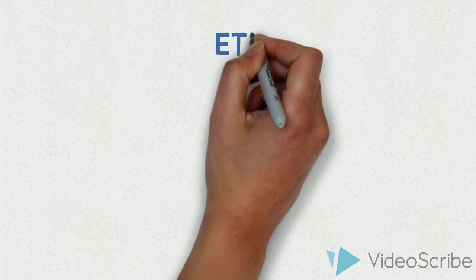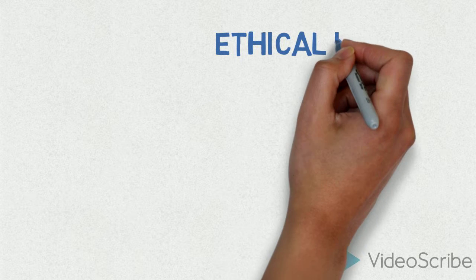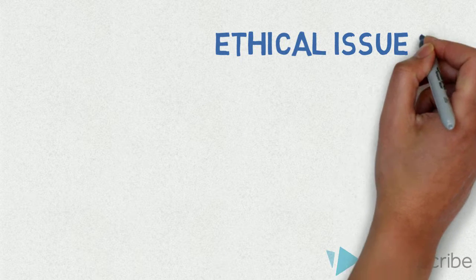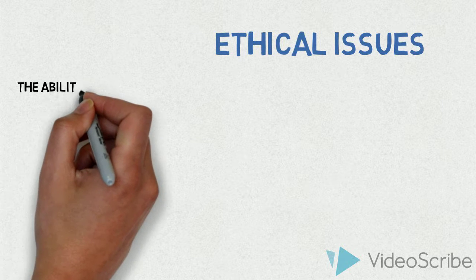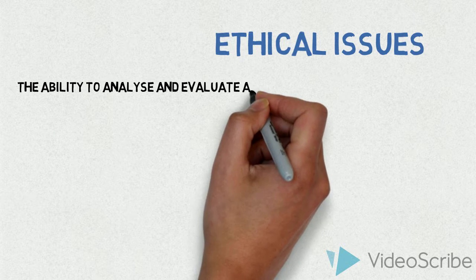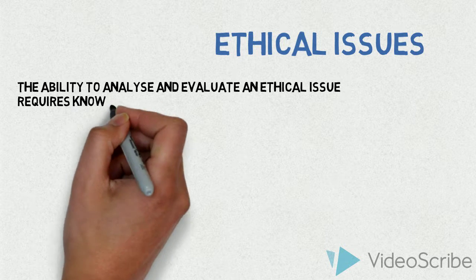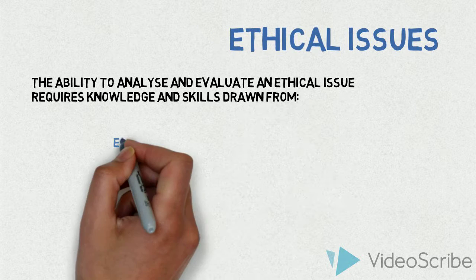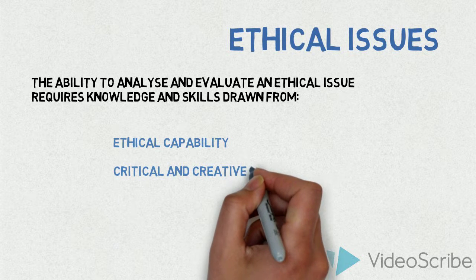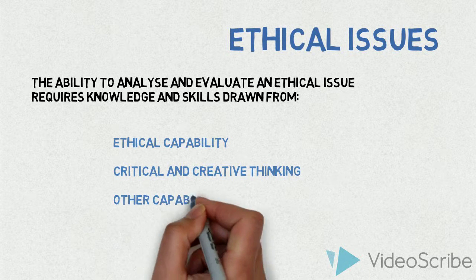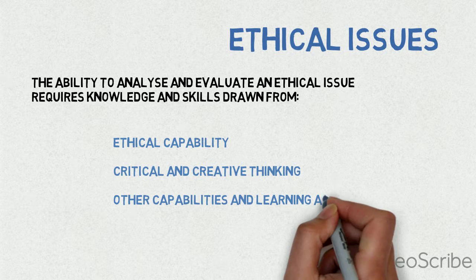For students to access the Ethical Capabilities Curriculum, they need to have an understanding of how to engage with ethical issues relevant to their age and level of learning. The ability to analyse and evaluate an ethical issue requires knowledge and skills drawn from the ethical capability, the critical and creative thinking capability, and other capabilities or learning areas as appropriate.